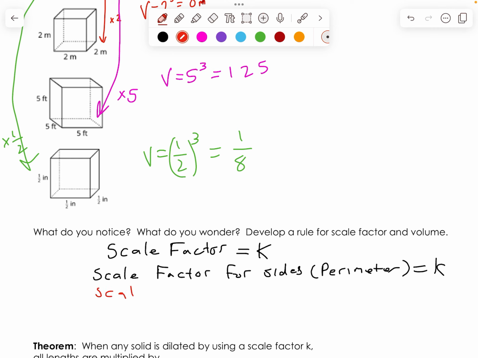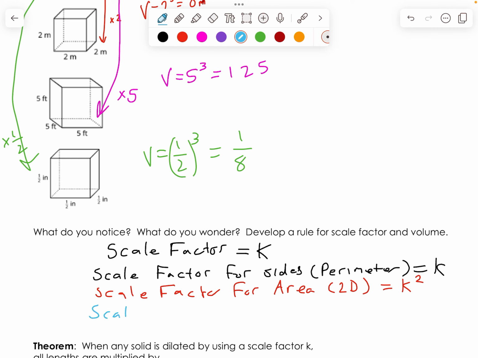Scale factor for area, this is 2-dimensional. If you think about it, you're making the scale factor bigger in length and width. Remember, it was K squared. Just how the area is squared, your scale factor will be squared.